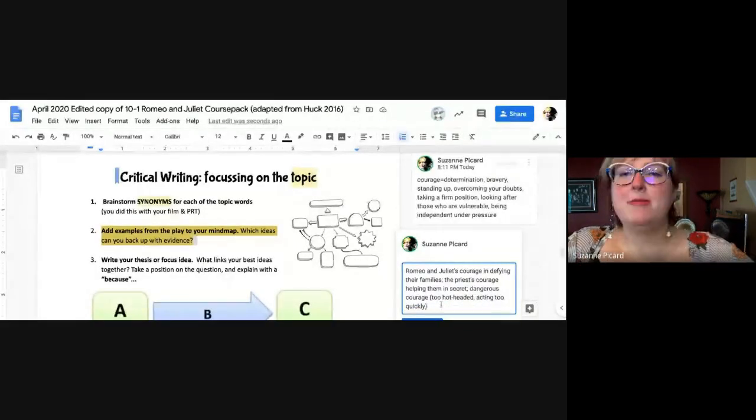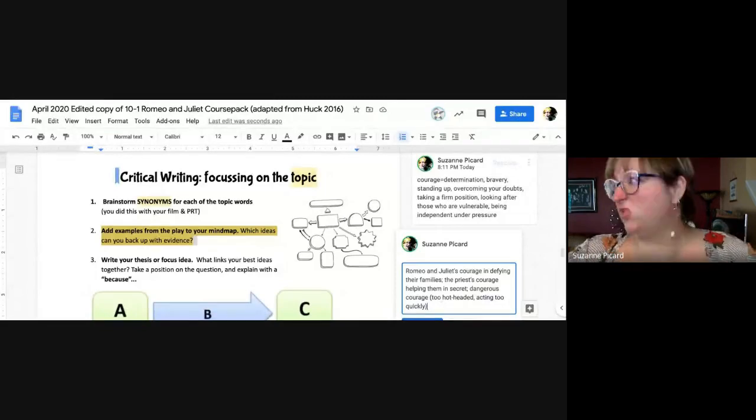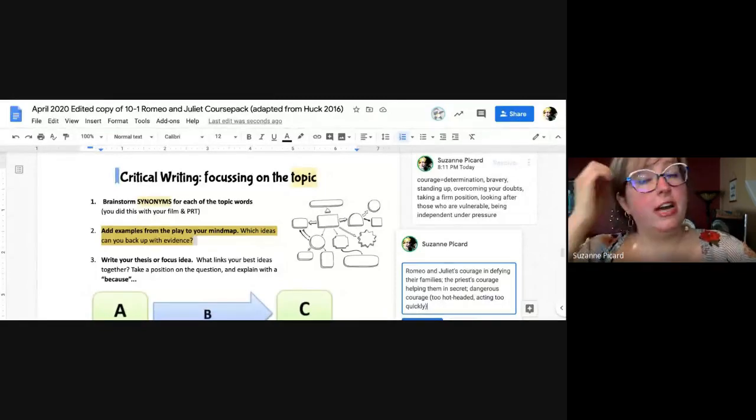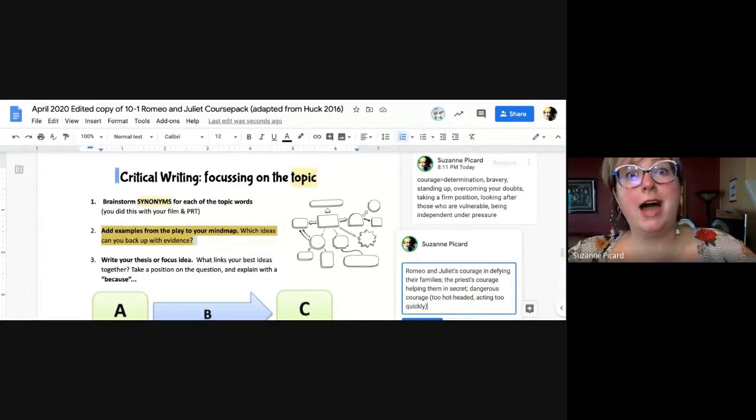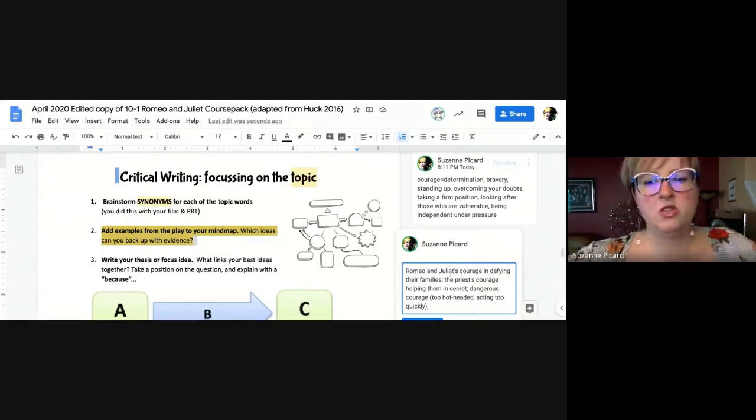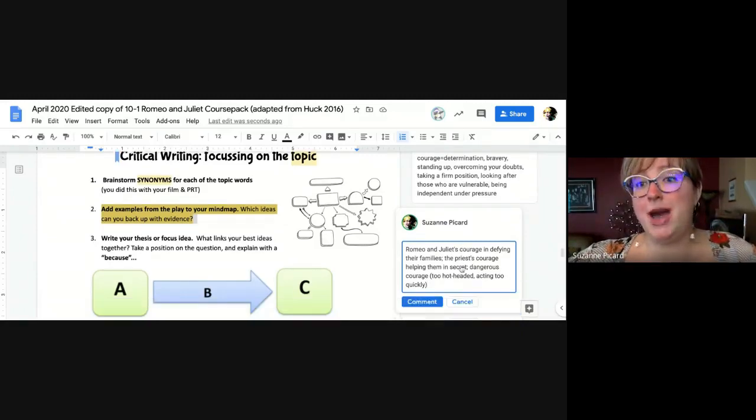Acting too quickly. Maybe I'm thinking there of Tybalt, right? He gets right into a fight. So there's courage, but there's also acting hastily. And I think that that's something that Shakespeare in lots of his plays is very cautious about. So those are examples that would maybe match with some of my ideas here.